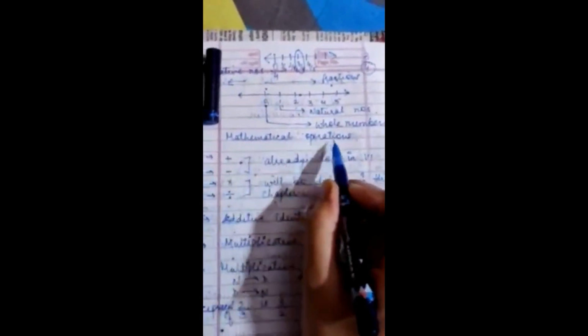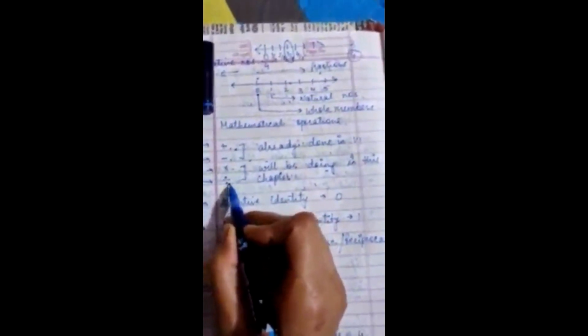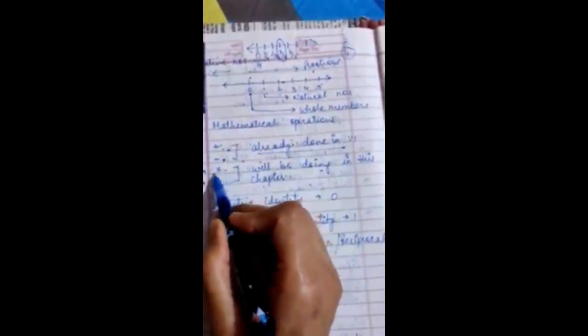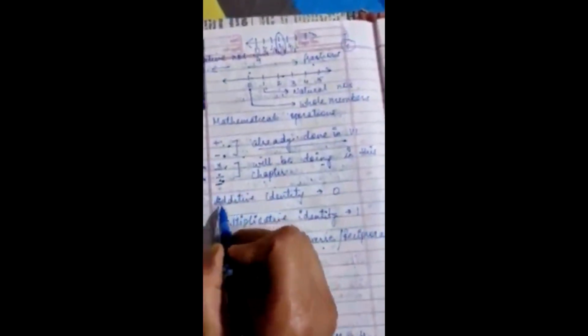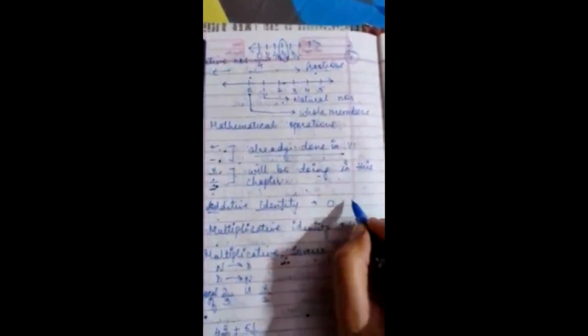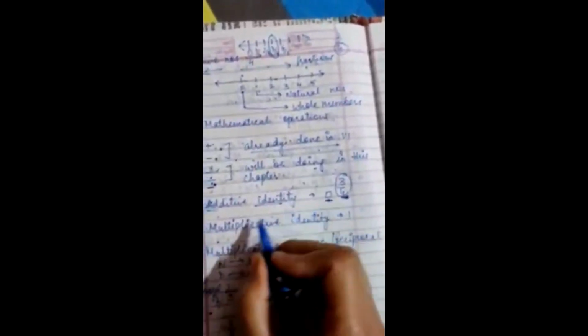Now there are the mathematical operations: addition, subtraction, multiplication and division. Addition and subtraction we have already done in 6th standard. We will be studying multiplication and division in 7th standard. Now additive identity. It is what should be added to a number so that its value is not changed. Suppose I have 3 by 4. What should be added to 3 by 4 so that it is not changed? That is 0. So 0 is called the additive identity.